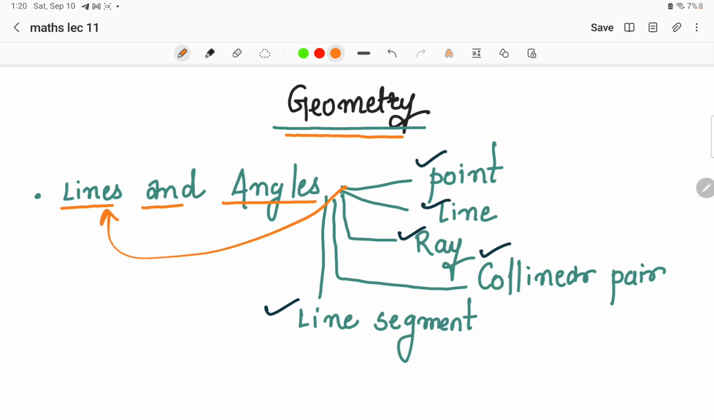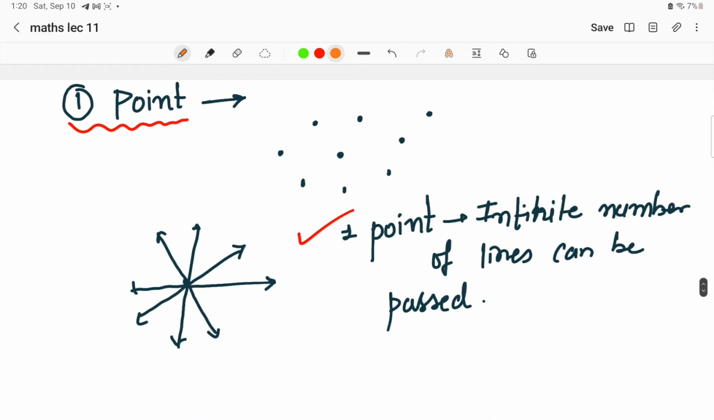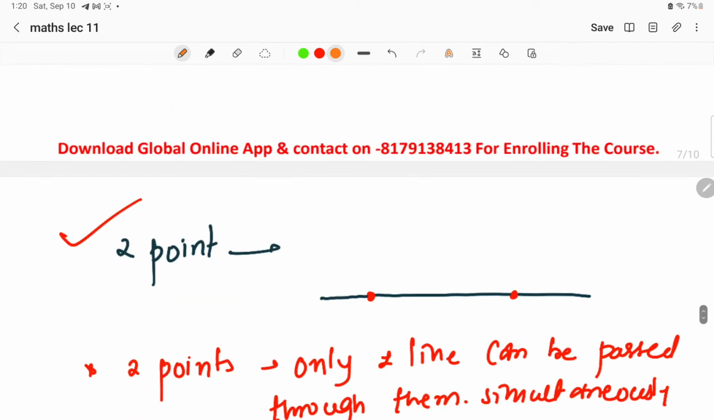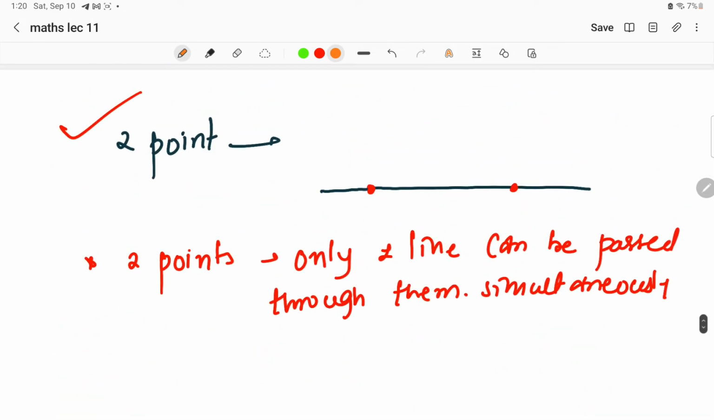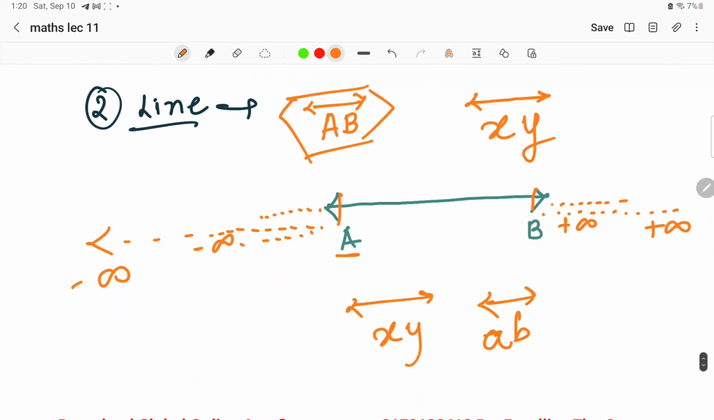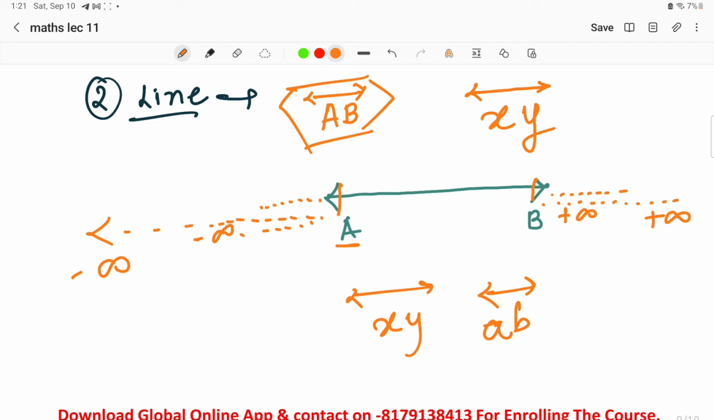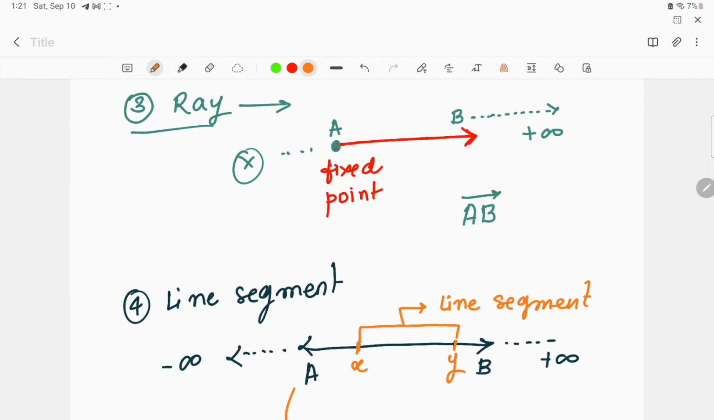The very first term is point. In a point we have seen the dotted structure, and through a single point infinite lines can be passed. Next we have seen 2 points. Through 2 points only a single line can be passed. Then we went to the term line. A line is a two-headed arrowed line which can be extended on both sides. When we went to the ray, we saw it has one fixed point from which an arrow emerges, and this arrow can be extended to plus infinity as well. And how it is denoted, we have checked.